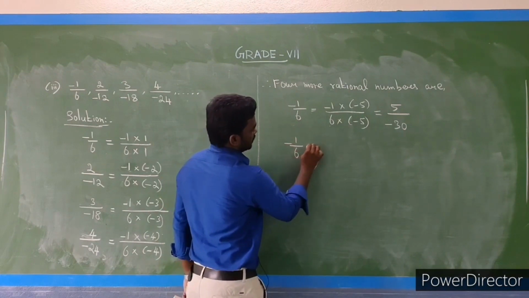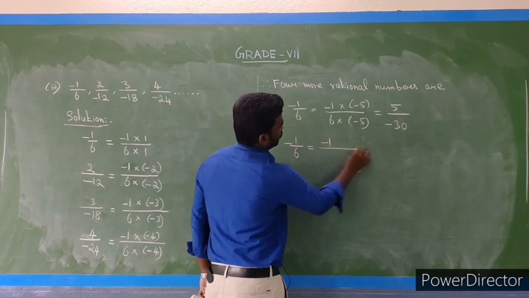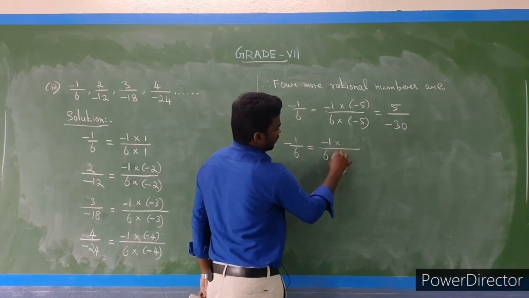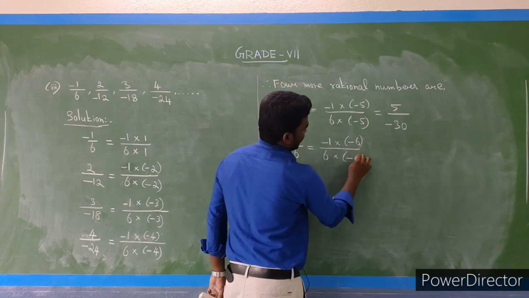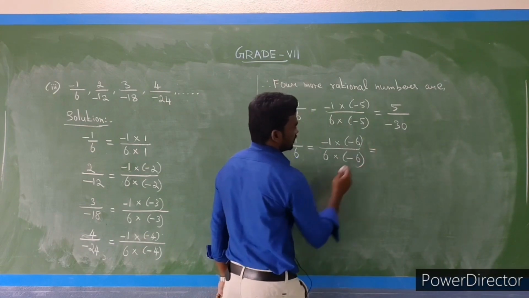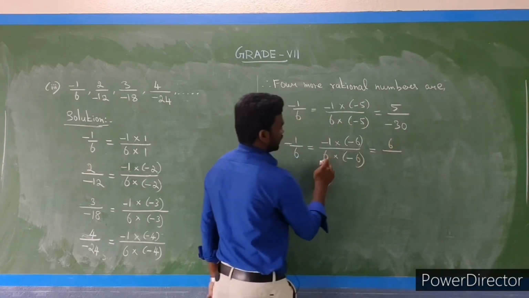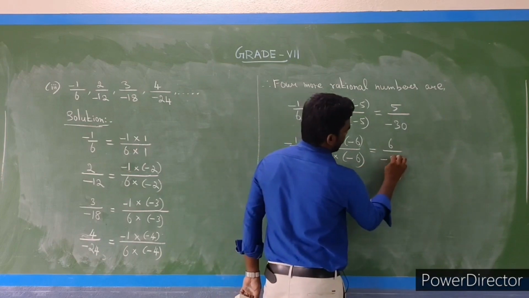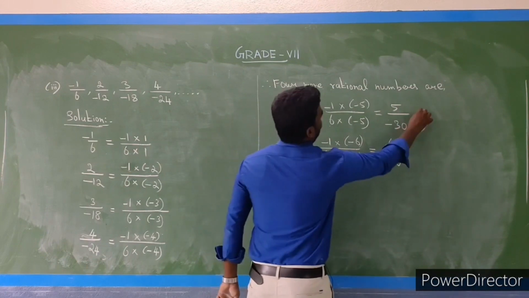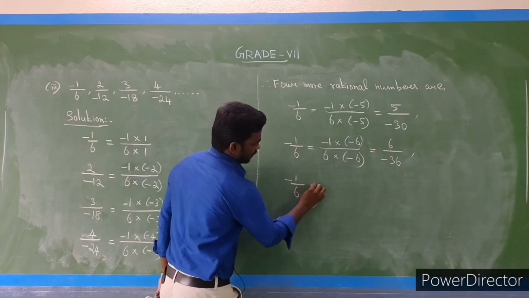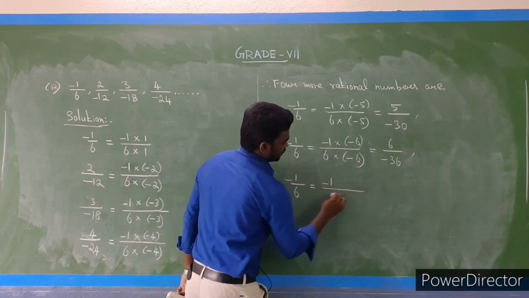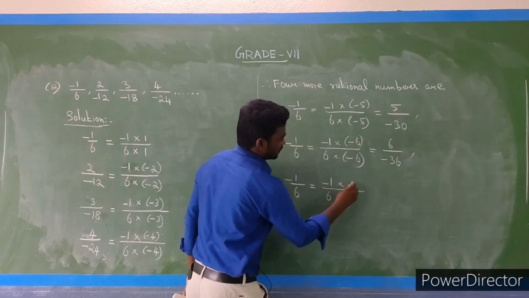Next, what is that? Minus 1 by 6 can be written as minus 1 by 6 multiplied by, what is the next number? Minus 6 by minus 6. So the value is, what is that? 6 6s are 36, minus 36.